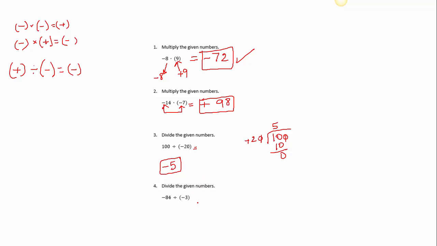Divide the given numbers. Now I have a negative divided by a negative, which will give me a positive number. Now let's divide 84 by 3. 8 divided by 3 is 2. 2 times 3 is 6, and the remainder is 2. Bring down the 4, and 24 divided by 3 is 8, and 8 times 3 is 24. And the answer is plus 28, because a negative divided by a negative is positive.